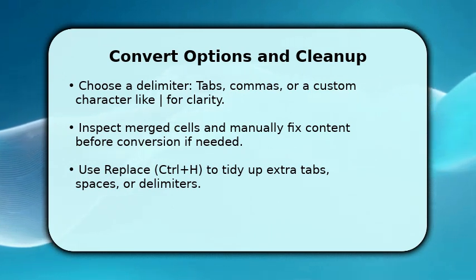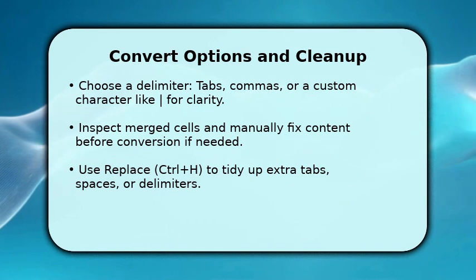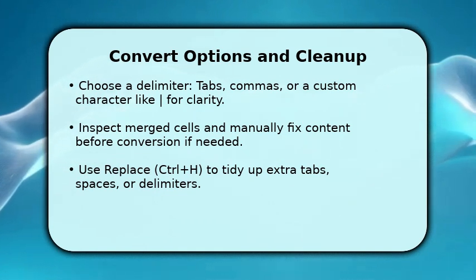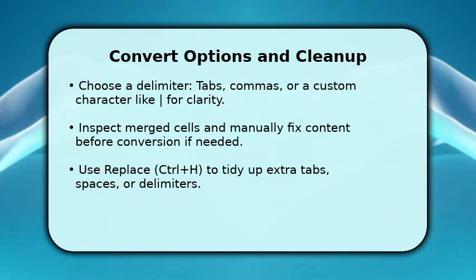After conversion, use replace with special codes, ^t for tabs, ^p for paragraphs, to normalize spacing and line breaks. Make sure to remove accidental double spaces and trailing delimiters so the text reads cleanly and can be reformatted immediately.